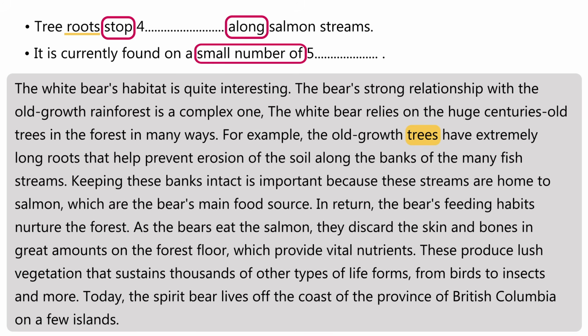Have extremely long roots that help prevent erosion of the soil along the banks of the many fish streams.